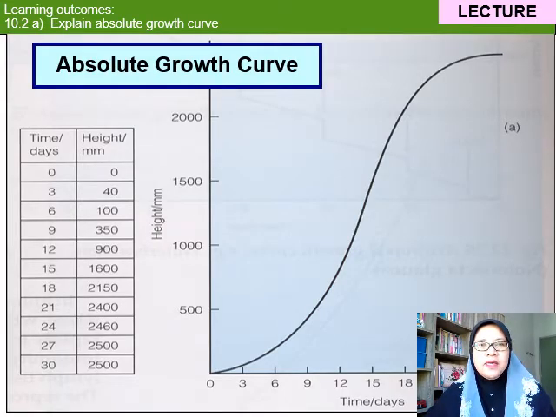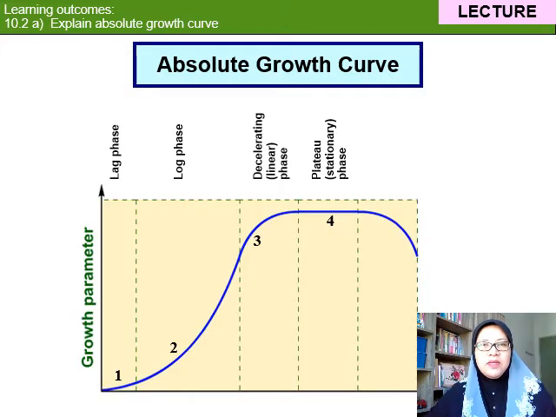Absolute growth curve can be plotted using an absolute parameter, for example height, against time. A growth curve is obtained which has an S shape or sigmoid curve. Most growth curves of an organism are sigmoid. Growth starts slowly at first, then a rapid period of growth occurs until it reaches maturity. Growth begins to slow down and stops.